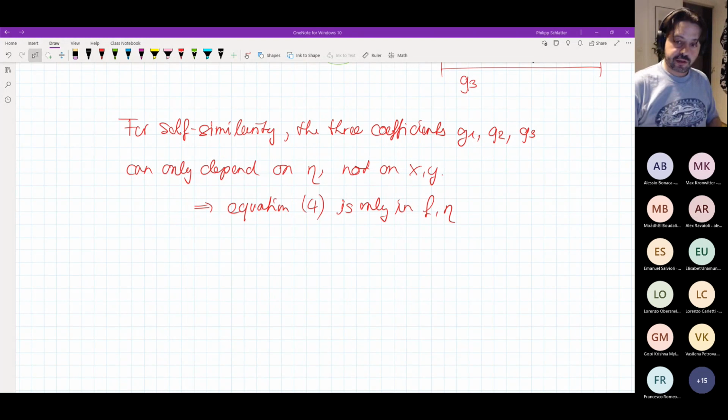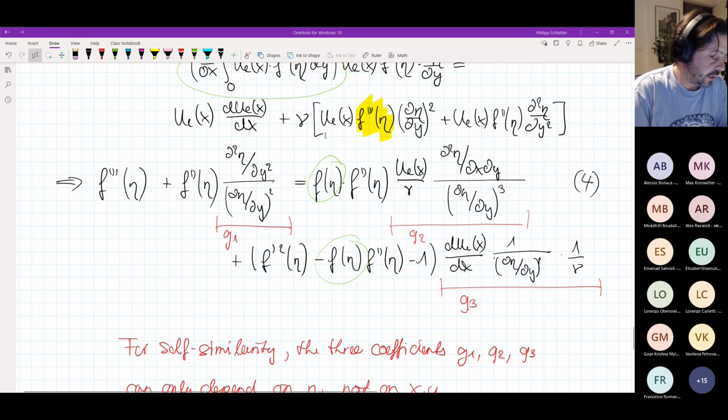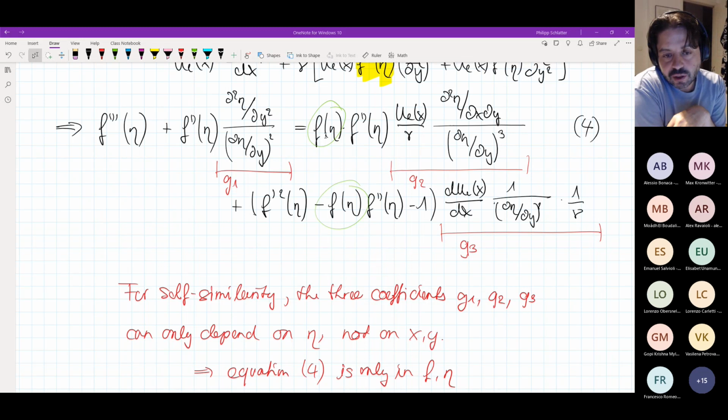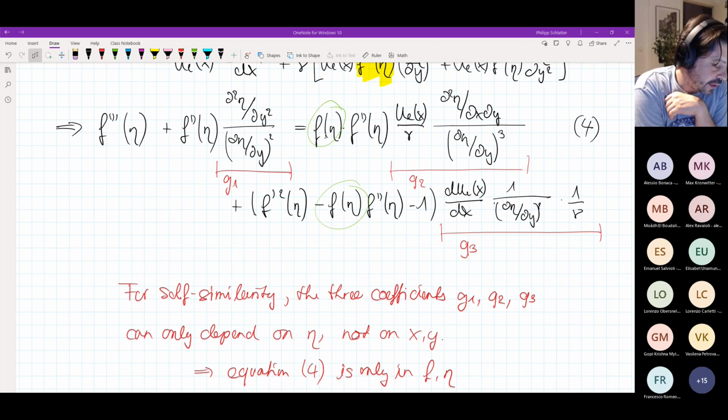Okay, so welcome back to the third hour. What we have derived now during the second hour was this equation number 4 that is written here on the screen, which is an equation now in f prime, f double prime. F prime, again, that's the u velocity. F is the integral of the u velocity, or the integral of f prime. And f triple prime is, of course, the first derivative of that. So we have an equation in f triple prime, f double prime, f, and f prime.